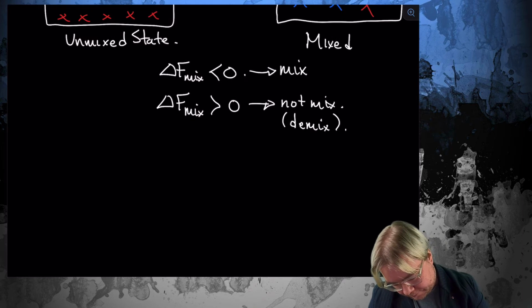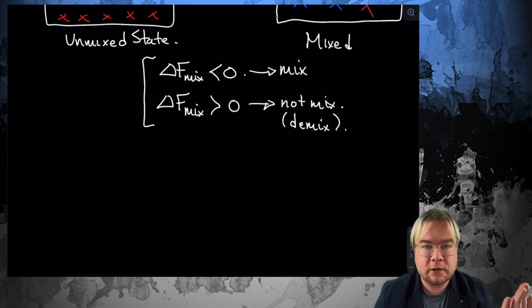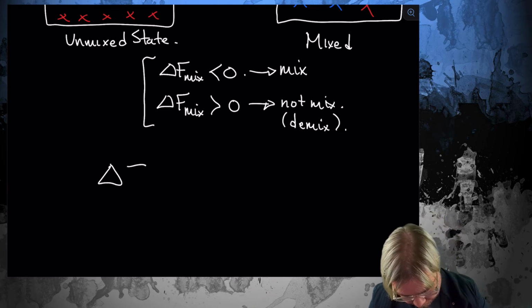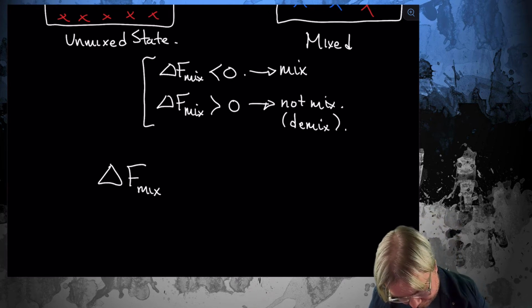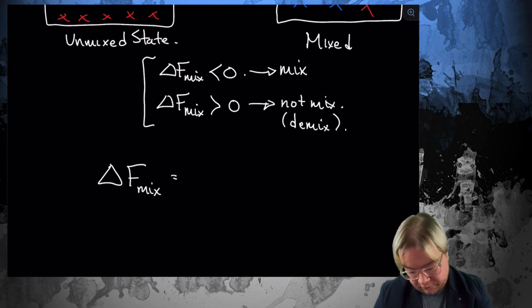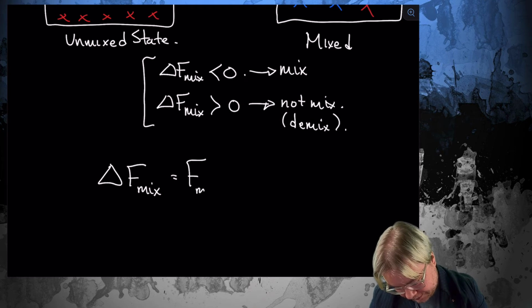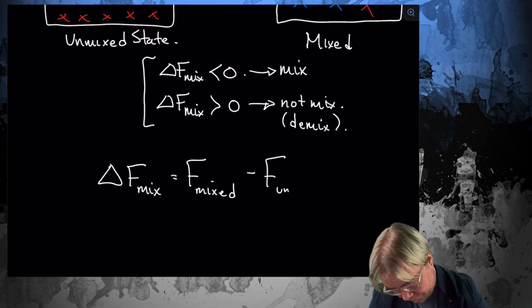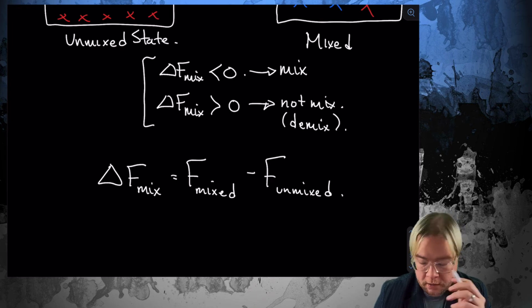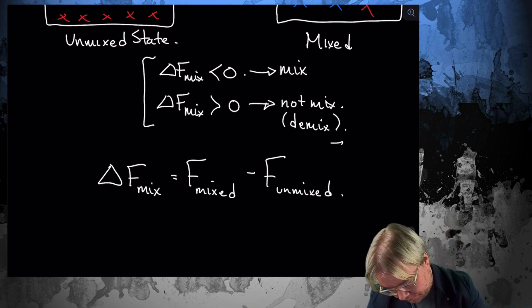So to do that, we're just going to have to write down what these things are for the mixed and the unmixed states, right? Because the free energy of mixing, it's going to be just like Hess's law, right? It's going to be the free energy of the mixed state minus the free energy of the unmixed state. We have to figure this out. So let's start simple.